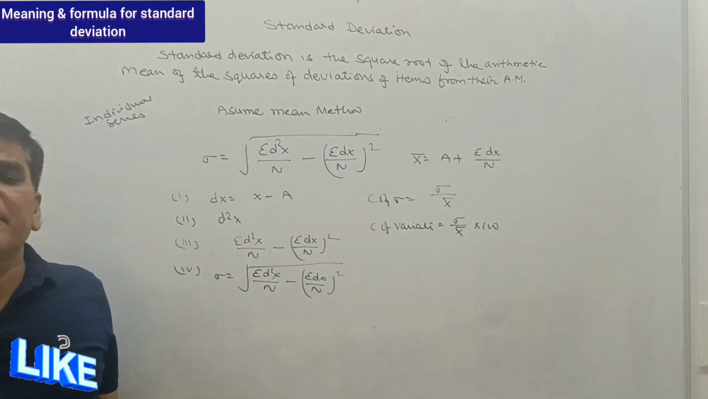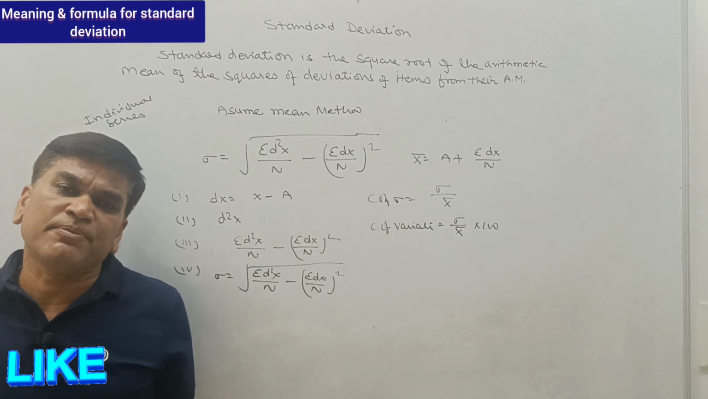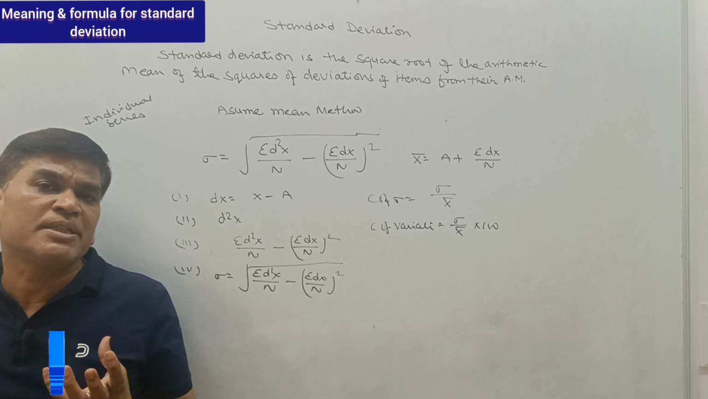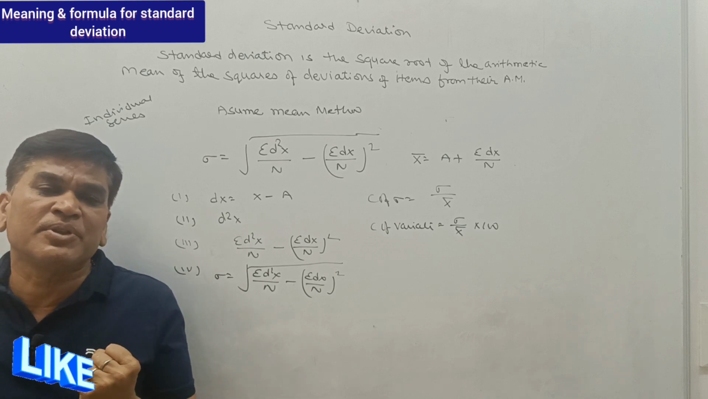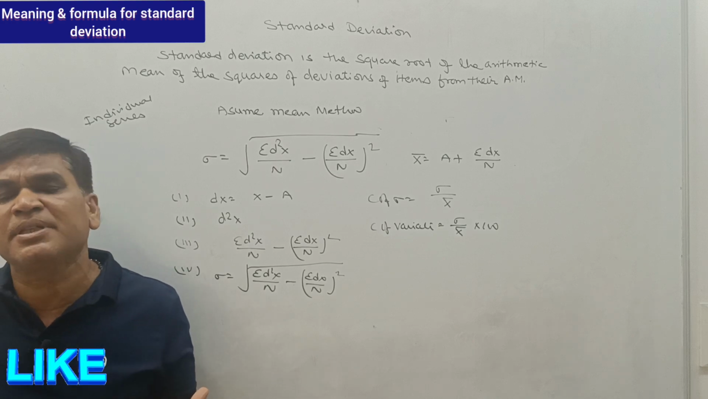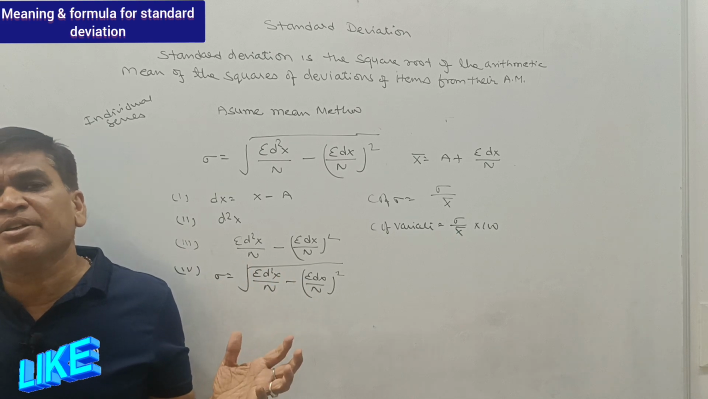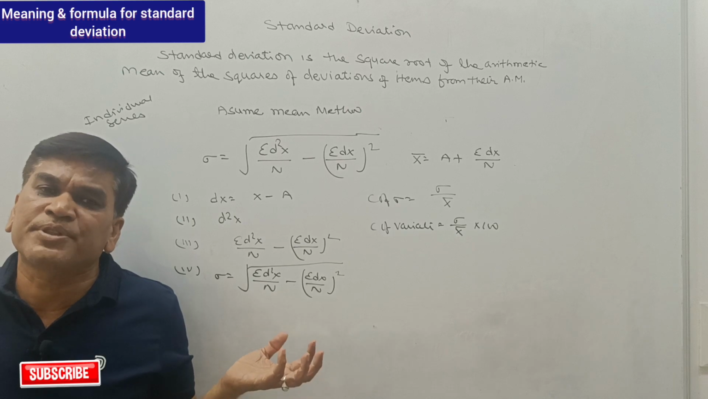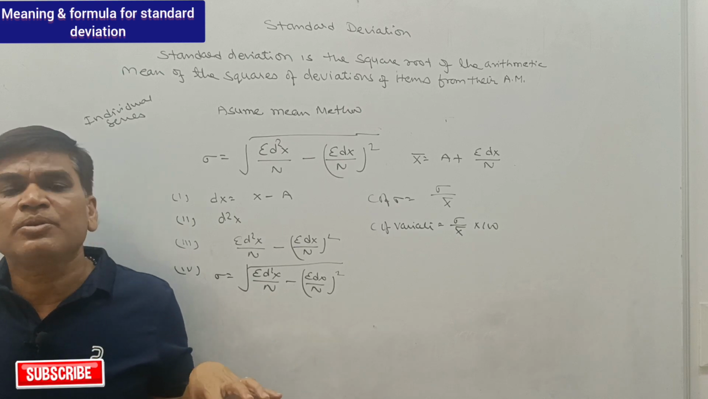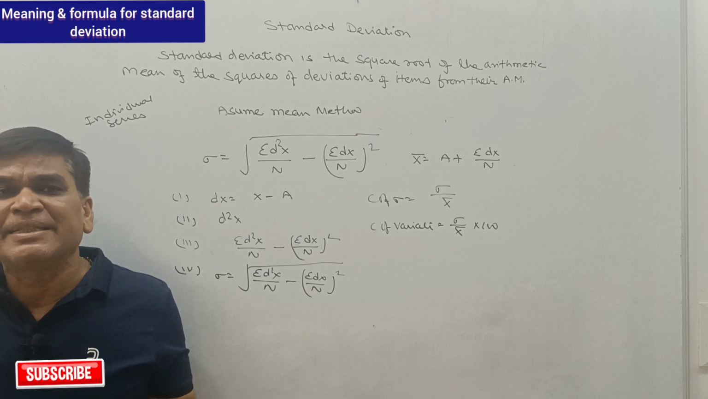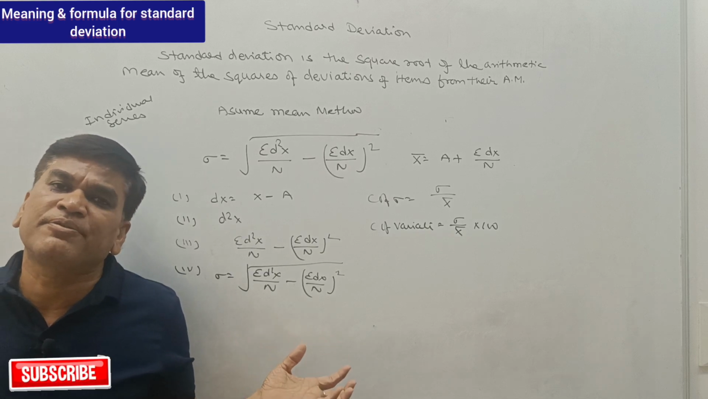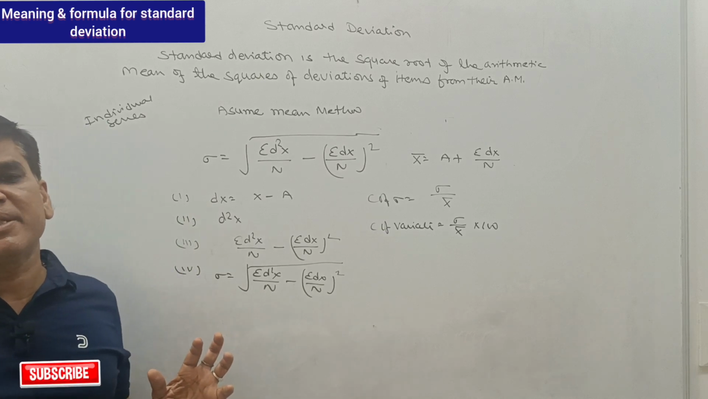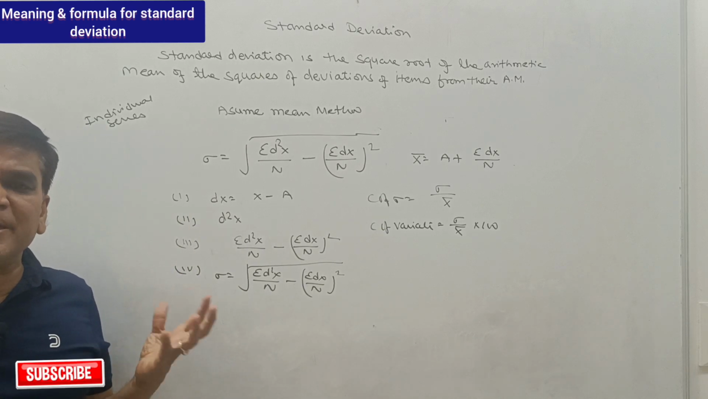If we want to compare two series, it is better to calculate the coefficient of variation. The coefficient of variation is not a new measure of dispersion. If we change the coefficient of standard deviation into percentage form, it is converted to the coefficient of variation. So the coefficient of variation is used for the similarity test. How we will use it, we will discuss whenever we do the questions.